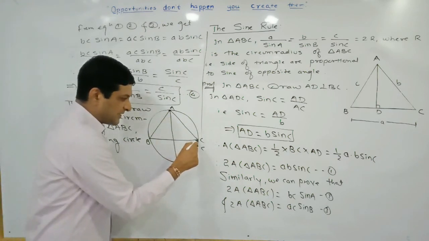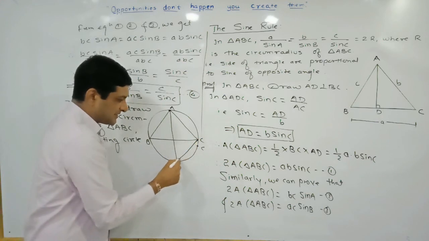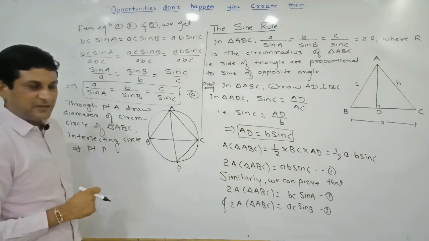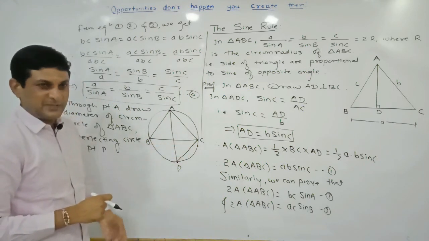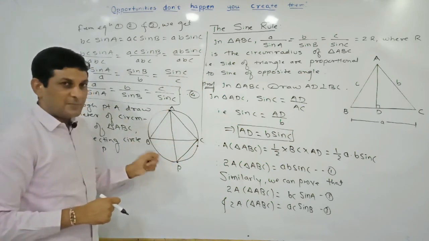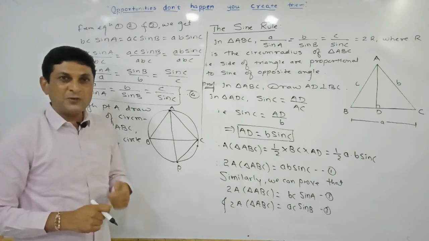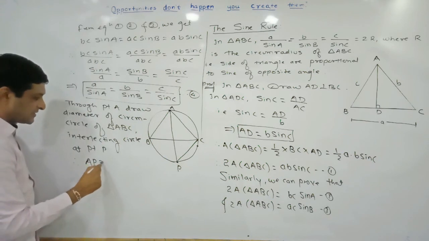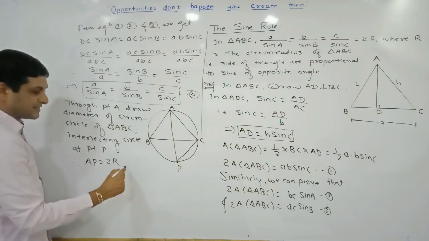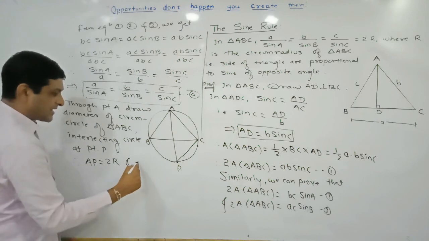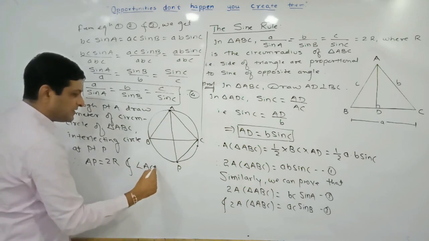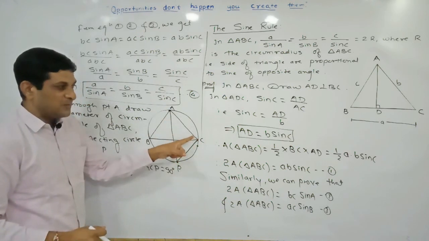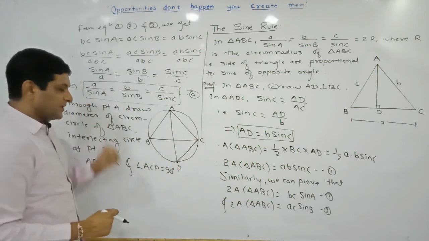So therefore we can say that angle ACP will be equal to 90 degrees, because this is an angle inscribed in a semicircle. And what can we say about AP? AP is the diameter, means its value is equal to twice the radius. So AP is equal to twice the radius, and angle ACP is 90 degrees, because this is the angle inscribed in a semicircle.